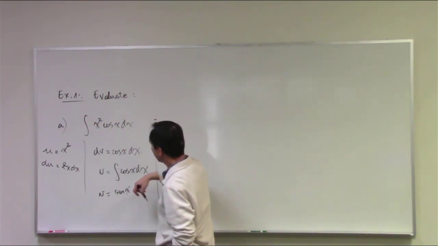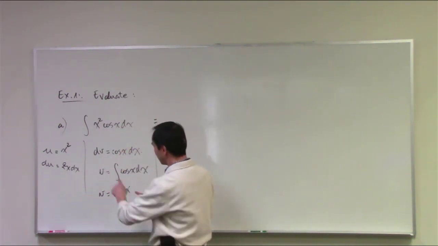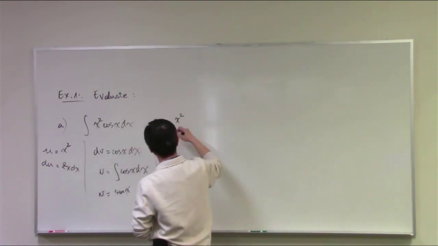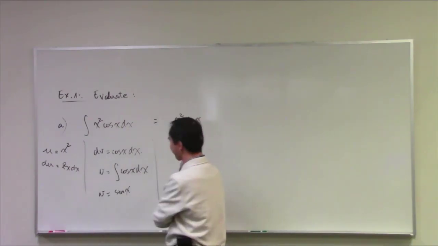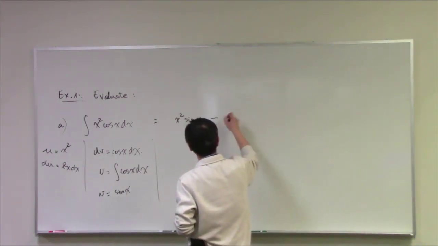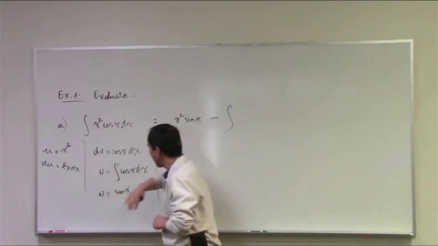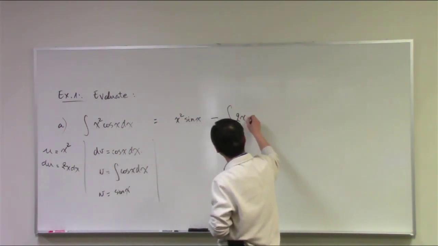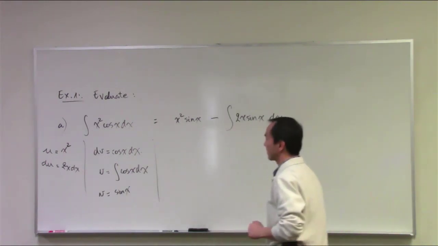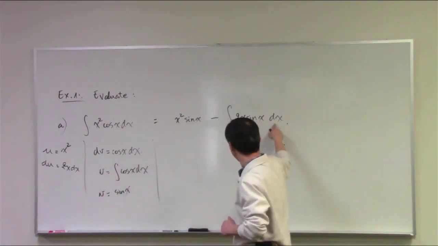According to the integration by parts formula, we get u times v: u is x squared, v is sine of x. That's good. And then we're going to produce a minus. Now our function here is v du. So v is sine of x, and du is 2x dx. So we have 2x sine of x dx.